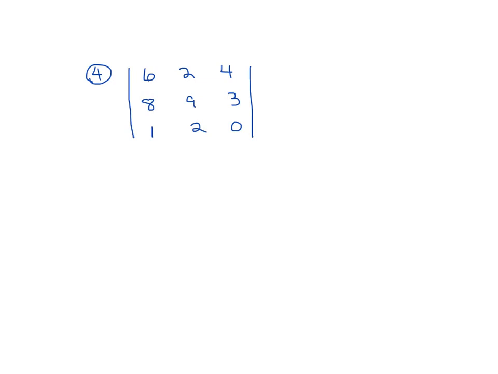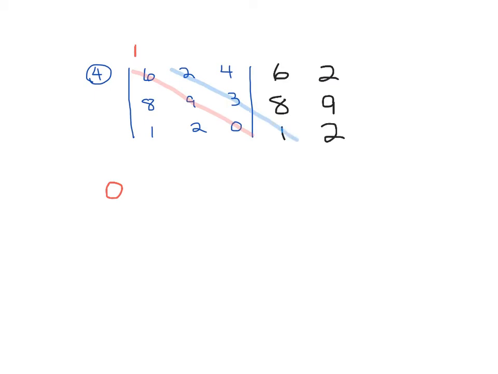Okay, so again, I am going to rewrite columns 1 and 2 outside here. So 6, 8 and 1, 2, 9 and 2. It makes it a lot easier than having to memorize that whole formula. Okay, so now again, I'm going to go down the diagonals. So here is my first diagonal, and I go right through here. So 6 times 9 times 0, and it gives me 0. Then I'm going to go to the next diagonal.